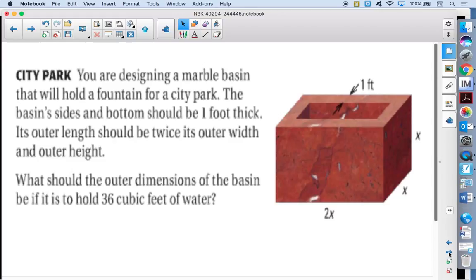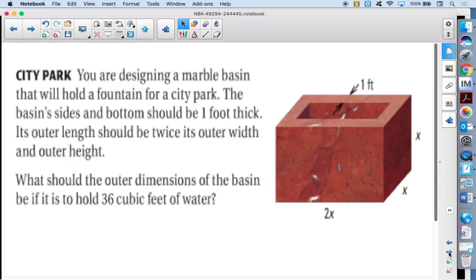So you are in charge of designing a marble basin that'll hold a fountain for a city park. So if you think of a flower pot that maybe you have on your porch, this is just bigger because we're holding a fountain instead of a flower pot. The basin's sides and bottom are going to be 1 foot thick. If we're filling it with water, water is very dense, it's heavy. So we need something to hold that water in, so we've got these nice thick sides. A foot is like, if you look at the tiles, each one of those tiles is a foot.